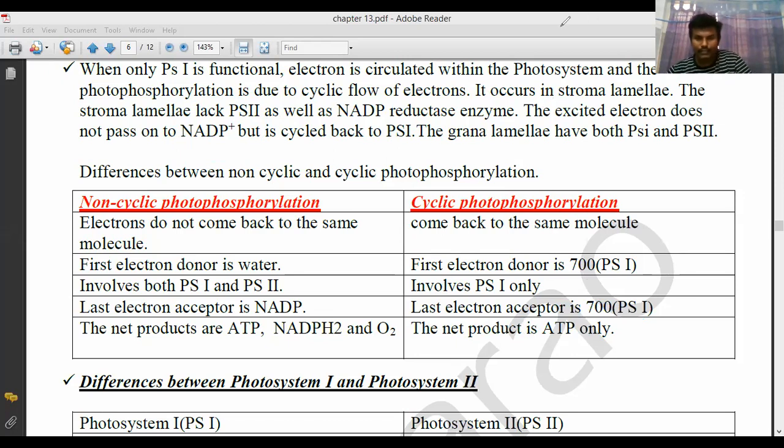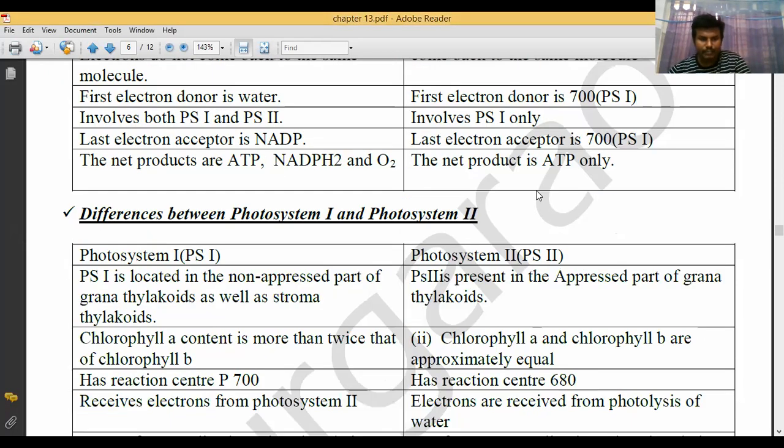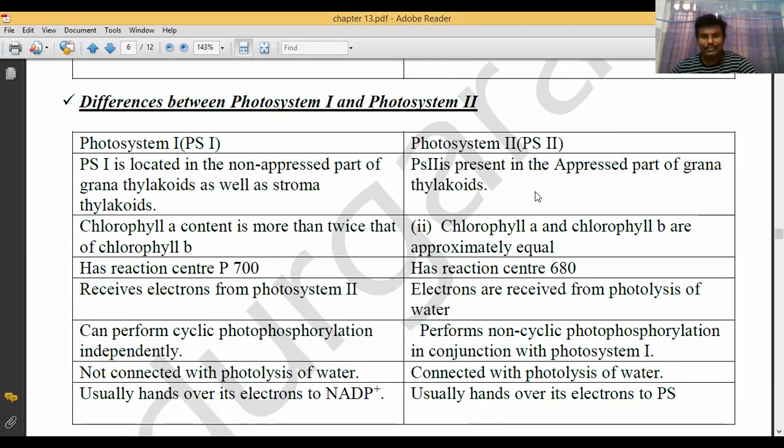That's all. So, next topic: differences between photosystem 1 and photosystem 2.